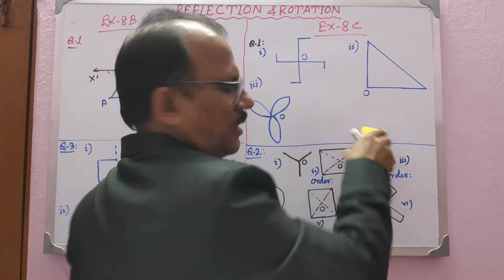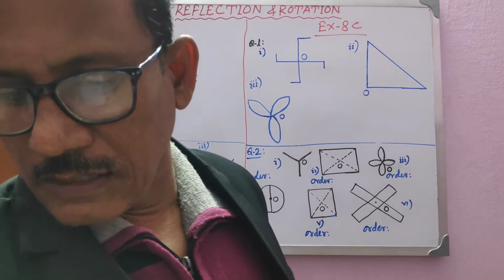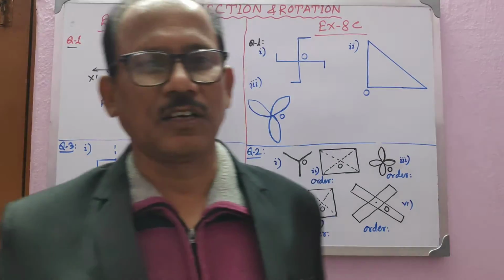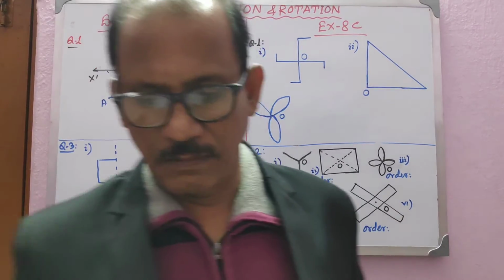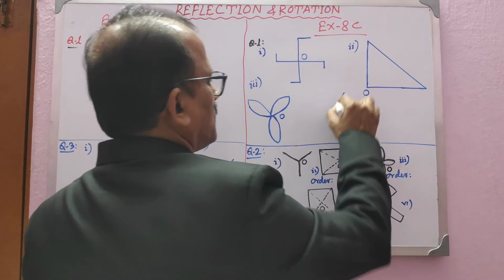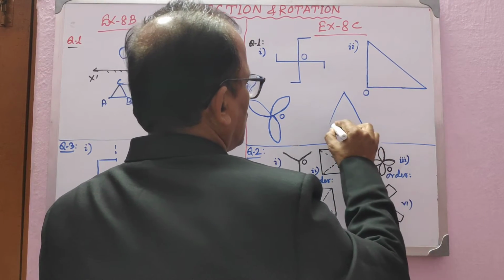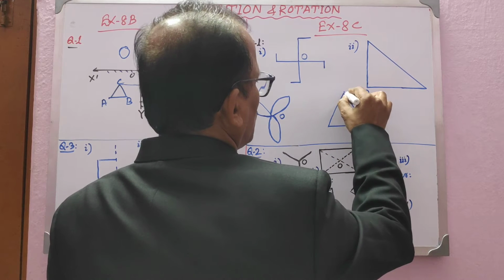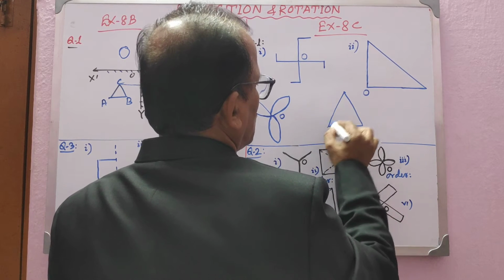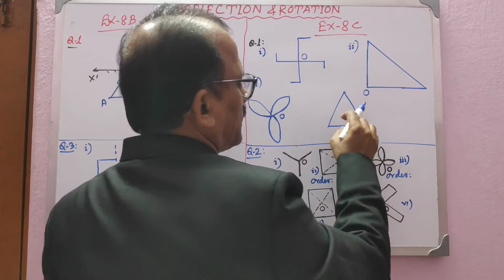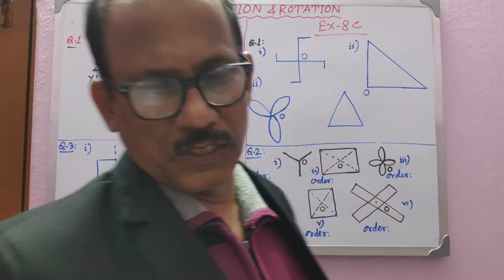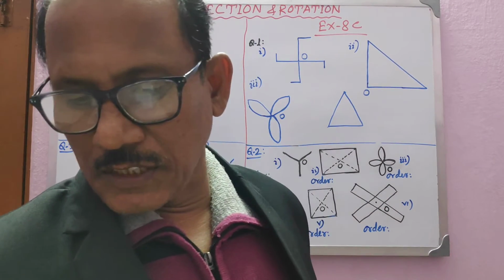Isosceles triangle has reflection symmetry about each of its altitudes. Will it be? It will not be. It's a false statement. Why? An isosceles triangle is different. It has two sides equal. For this base, this is the altitude. For this base, this is the altitude. If you reflect it, will it be symmetrical? No, it will not be symmetrical. So this is a false statement.